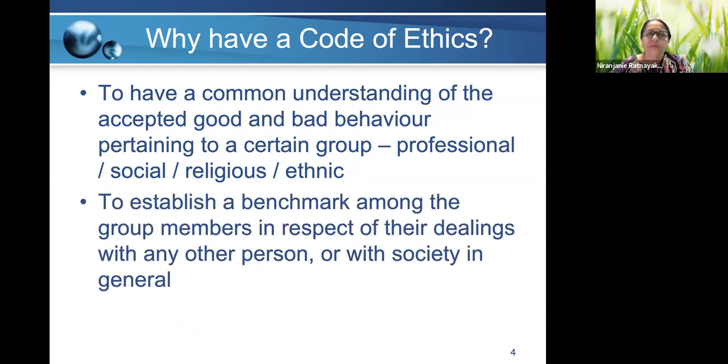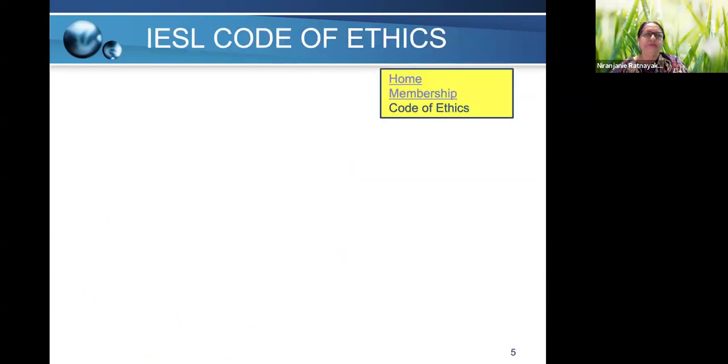So the code of ethics, why have a code of ethics? It is to establish a benchmark among the group members in respect of their dealings with any other person or with society in general, right? Because then we can say there's a common rule or measure for behavior.